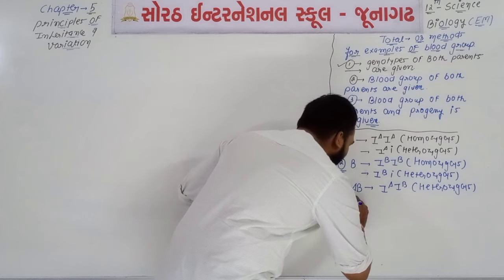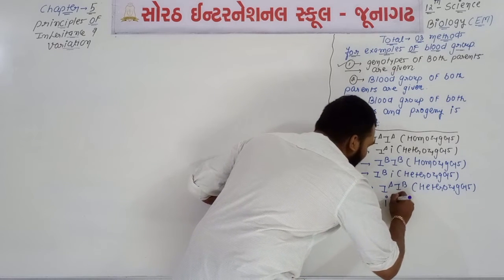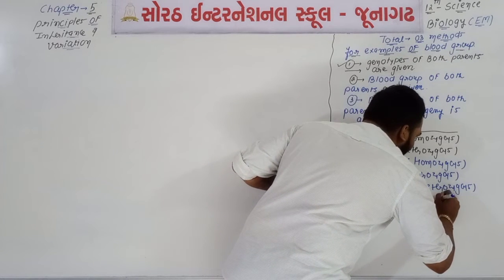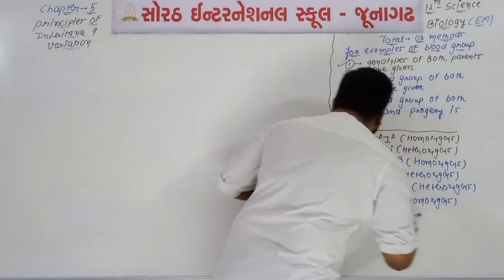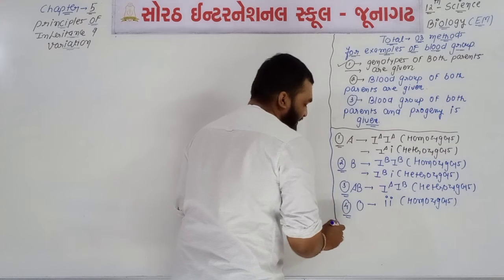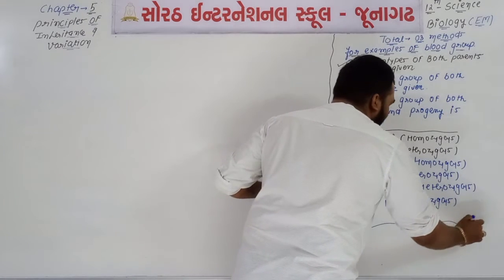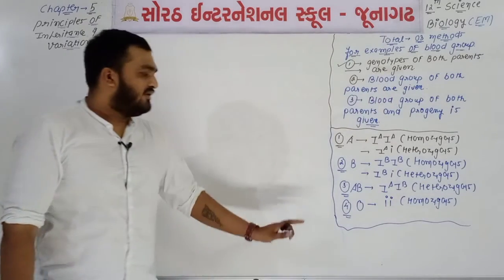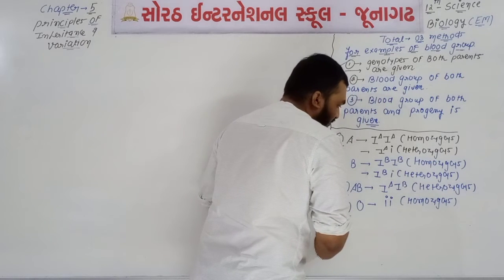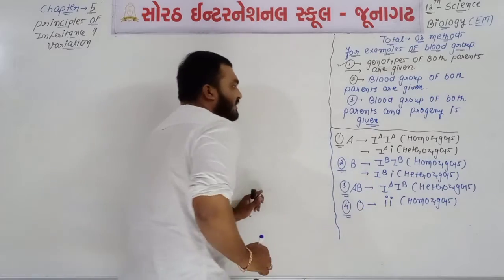If we talk about the fourth one, which is blood group O, the genotype is small i small i. It is the homozygous type of genotype. You must be familiar with this. In homework you have already written it three times, so now there is no need to write this in homework, but you must remember this.